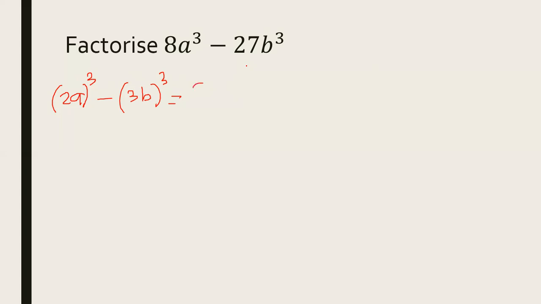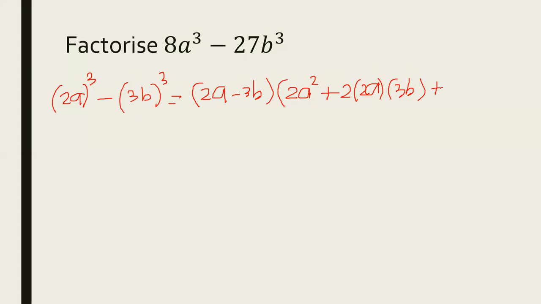According to the rules on the first slide, you could factorize it as 2a minus 3b, then open brackets, 2a squared plus 2 times 2a times 3b, this term, and then plus 3b squared, this term, close these brackets.